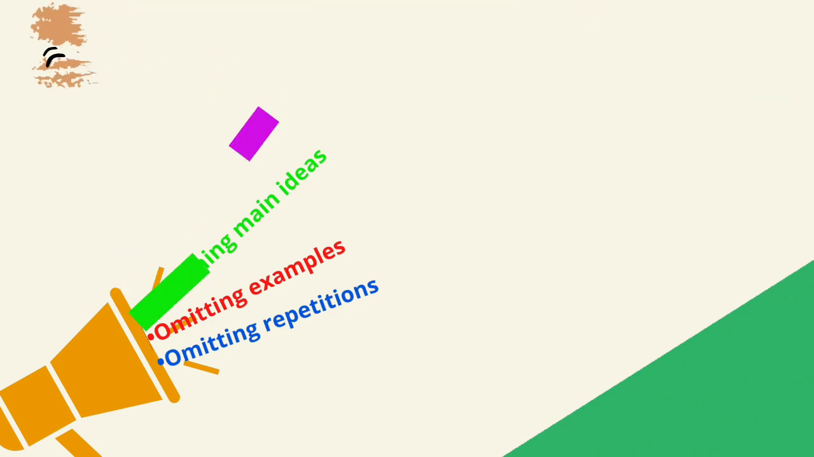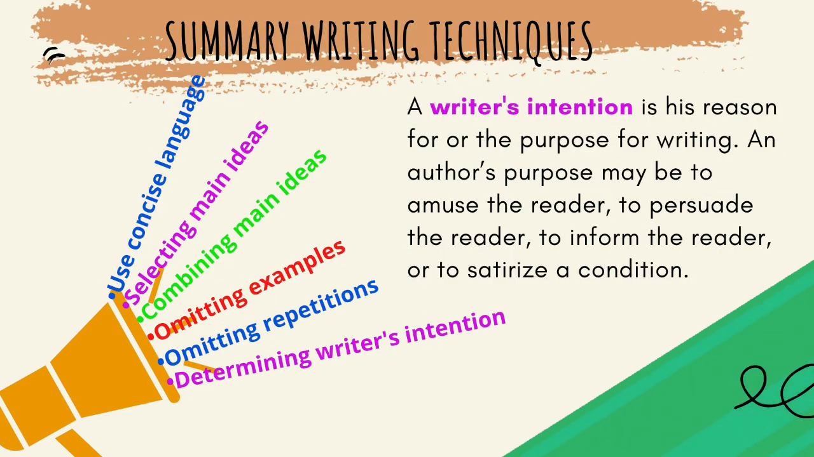In order to write a successful summary, it is critical that you know the writer's intention. Knowing the writer's intention gives you a better understanding of the passage. A writer's intention focuses on his reason or his purpose for writing. An author's purpose may be to amuse the reader, to persuade the reader, to inform the reader, or to satirize a condition. Take a look at this example.